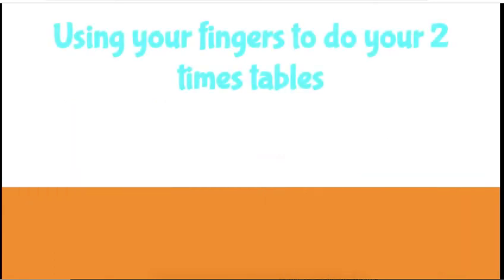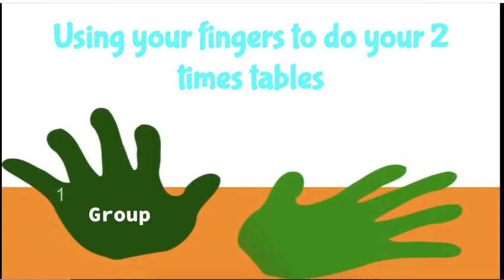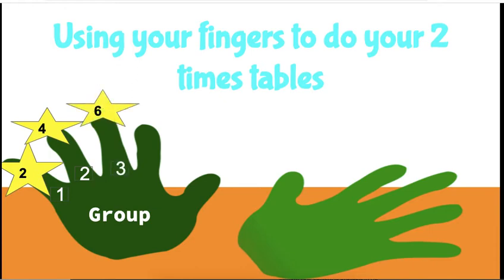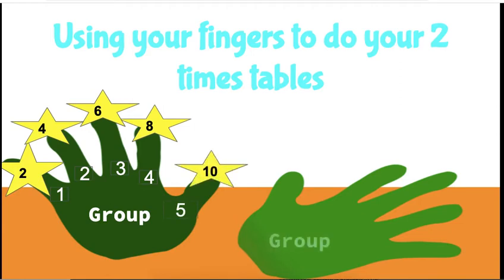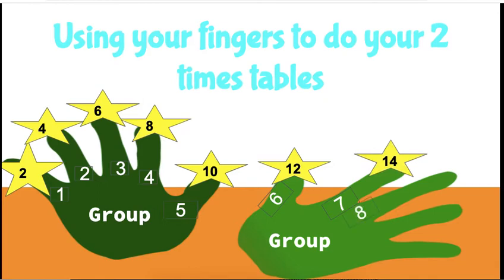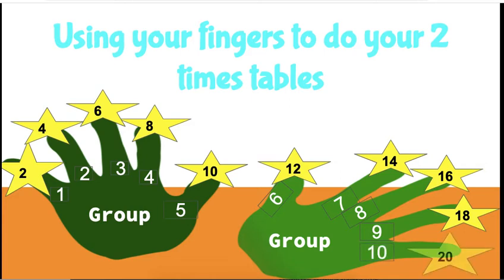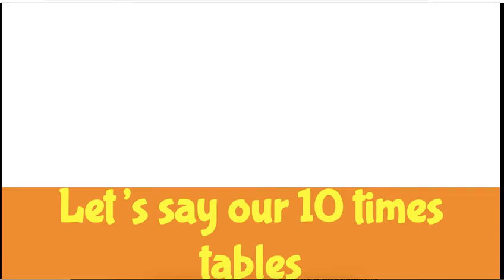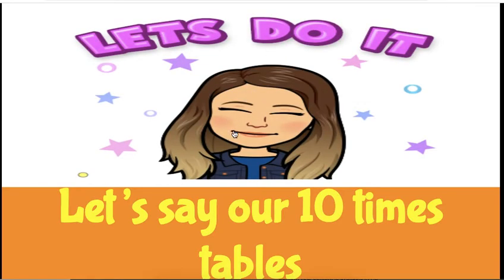Last one, hold up your fingers to do the 2 times. So 1 group of 2 is 2, 2 groups of 2 is 4, 3 groups of 2 is 6, 4 groups of 2 is 8, 5 groups of 2 is 10, 6 groups of 2 is 12, 7 groups of 2 is 14, 8 groups of 2 is 16, 9 groups of 2 is 18, 10 groups of 2 is 20, 11 groups of 2 is 22, and 12 groups of 2 is 24. Excellent.